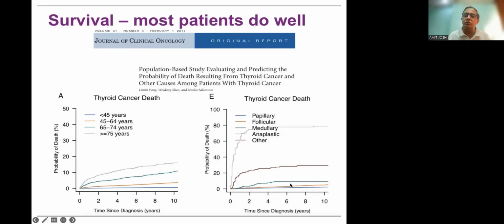So it shows the aggressiveness of the different thyroid cancers, anaplastic being the most aggressive cancer, whereas papillary is the most indolent, and the majority of patients diagnosed with papillary thyroid cancer may not die because of the underlying thyroid cancer. So this is important for the discussion of the subsequent slides.